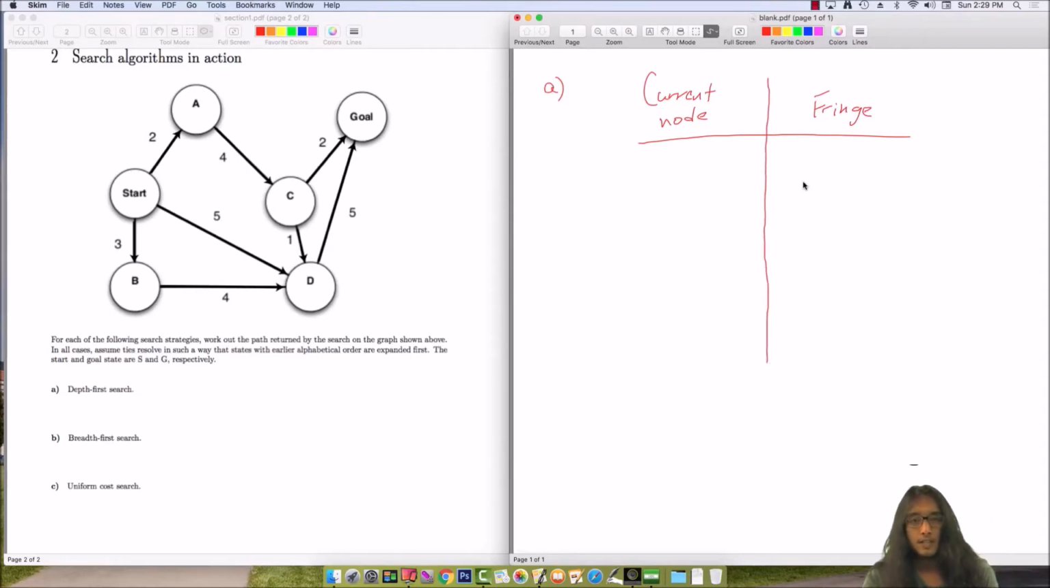Now, what is the fringe? Well, it's basically what the name suggests. At each point in time, the algorithm has explored some of the states in this graph, and then there are some states which are immediately outside this range, right? So all the nodes which are adjacent to the nodes that the algorithm has visited so far, we call those part of the fringe, right?